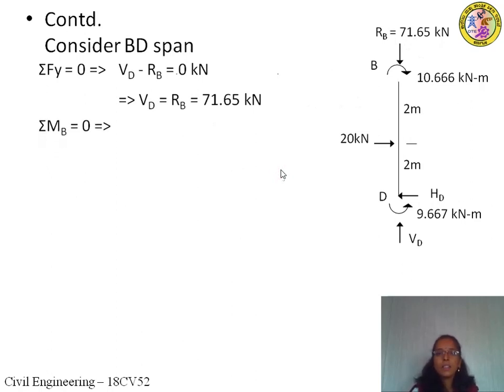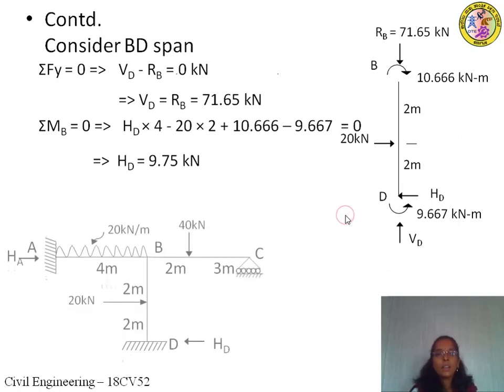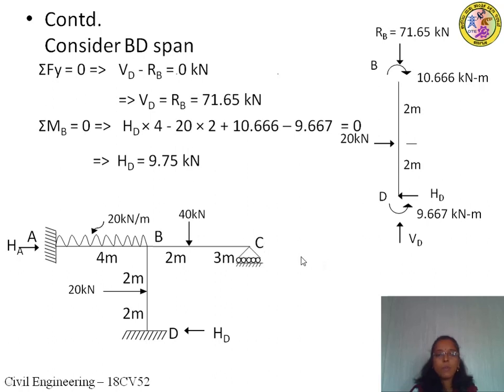Next, let us take moment of all the forces about B and equate it to 0. So which implies HD. So this HD is inducing clockwise moment about B, so HD into 4, and 20 kilonewton is inducing anti-clockwise moment about B, therefore minus 20 into 2 plus 10.666 minus 9.667. So that will be equal to HD is equal to 9.75 kilonewton. Okay. So next, let us consider the entire frame along with the horizontal reactions HA and HD.